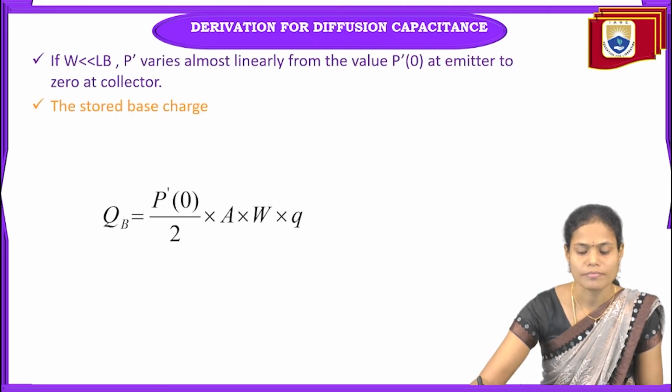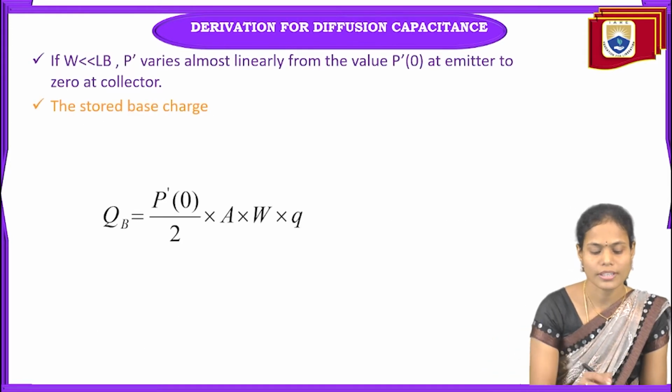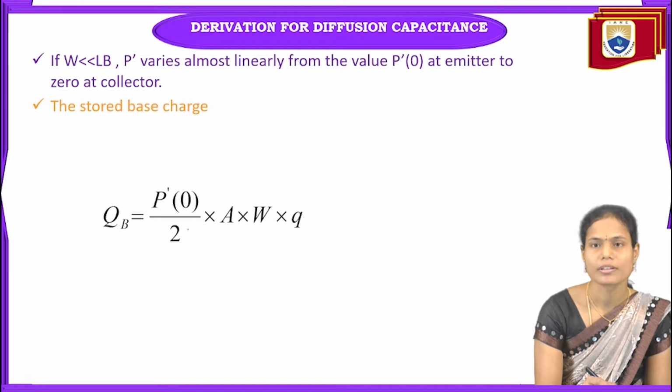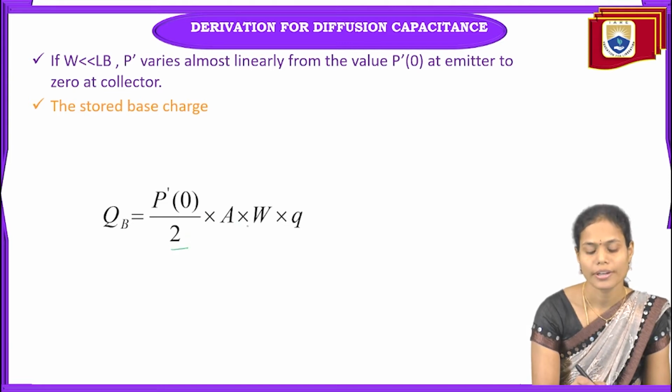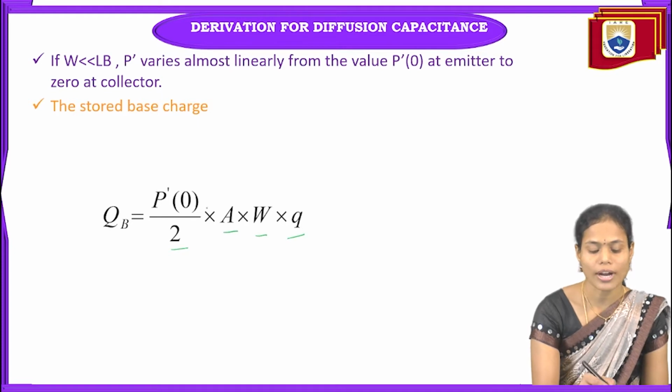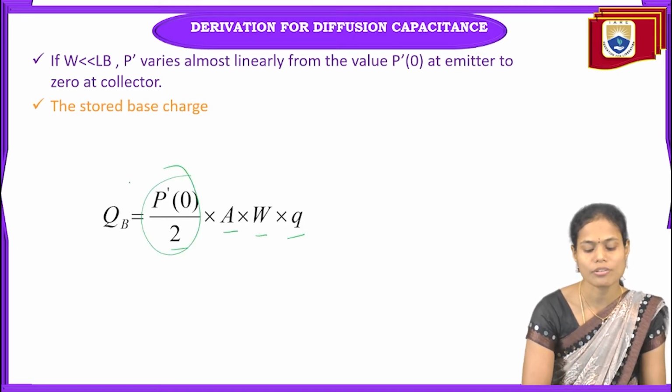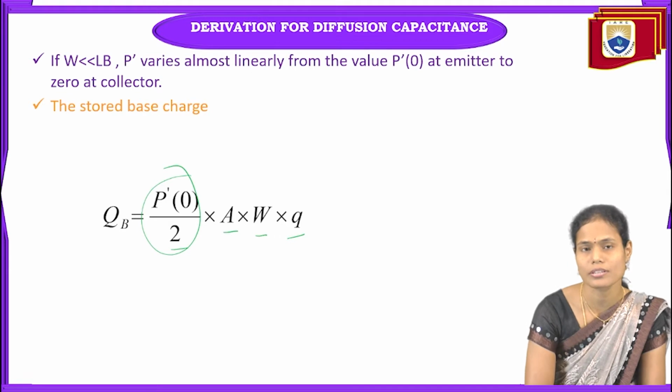So how much charge is stored in the base terminal? That we are representing with the total charge carriers, P dash of 0 divided by 2, into A, into W, into Q. Why are we taking P dash of 0 by 2? Because these charge carriers are distributed between the emitter base junction as well as the collector base junction. So that's why we are taking it as half.